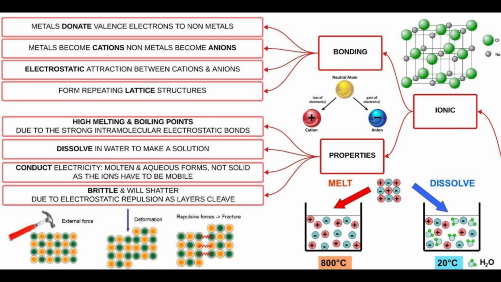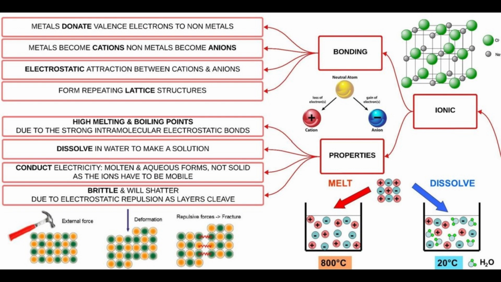Ionic compounds have high melting points and high boiling points due to the strong intramolecular electrostatic bonds. They also dissolve in water. They also conduct electricity in both the molten and the aqueous forms, but not in the solid form. Aqueous means dissolved in water. This can occur because the ions are mobile.